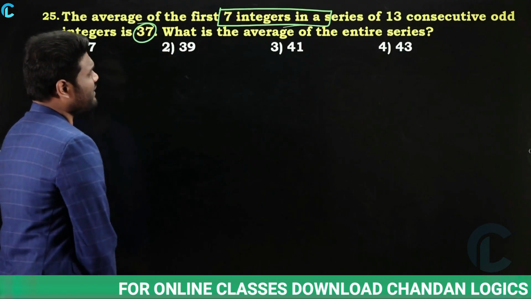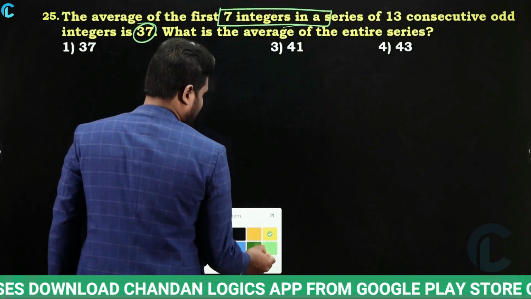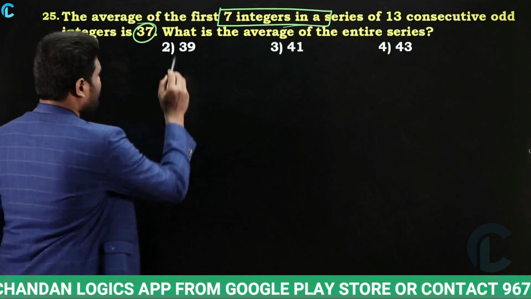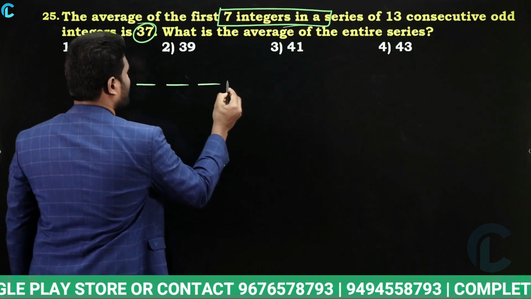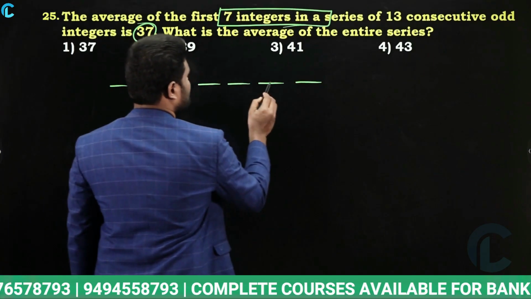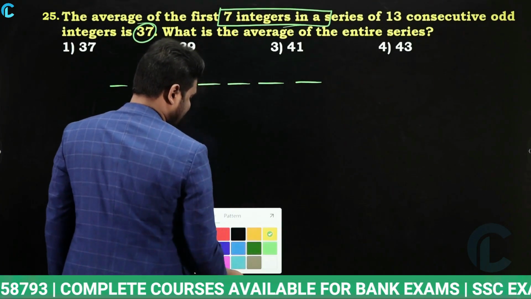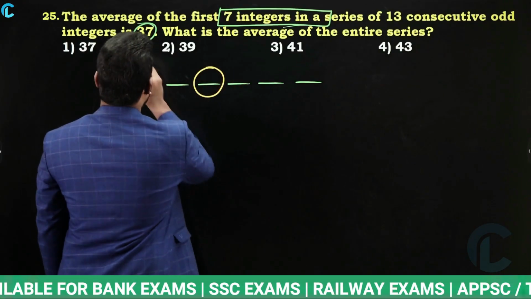They are asking us to find what the average is for the entire series. Look here, first I am showing you in detail so that everyone can understand. First 7 numbers: 1, 2, 3, 4, 5, 6, 7. For these numbers, the average is nothing but the exact middle term, that is this one. And how much is this?